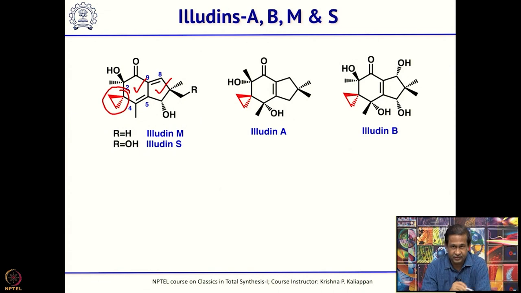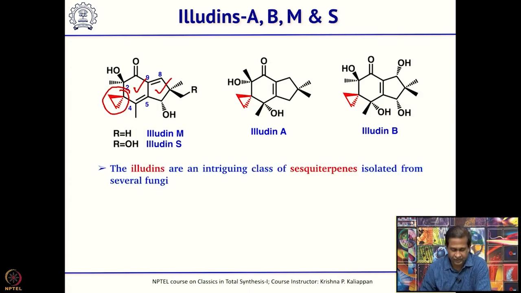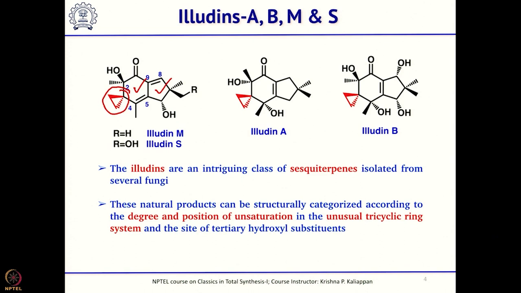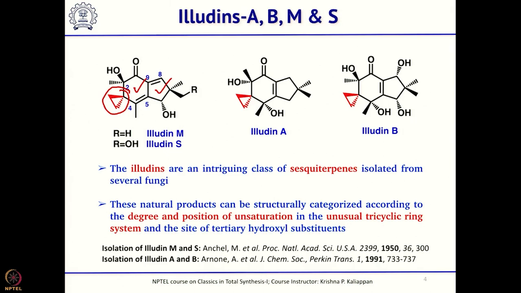Okay, spirofused. And most of them, they are very closely related. Only the functional groups are located at different places. Otherwise, they have the common basic skeleton, six-membered, five-membered and three-membered. And they are also oxygenated. In the first case, you can see there are three oxygens. And second case also, you can see three oxygen. Whereas in the fourth one, Illudin B, you see four oxygens. So they are all isolated from several fungi, and as I said, it has several degree of unsaturation and a unique tricyclic ring system. So these are the references if you want to see how they were isolated.